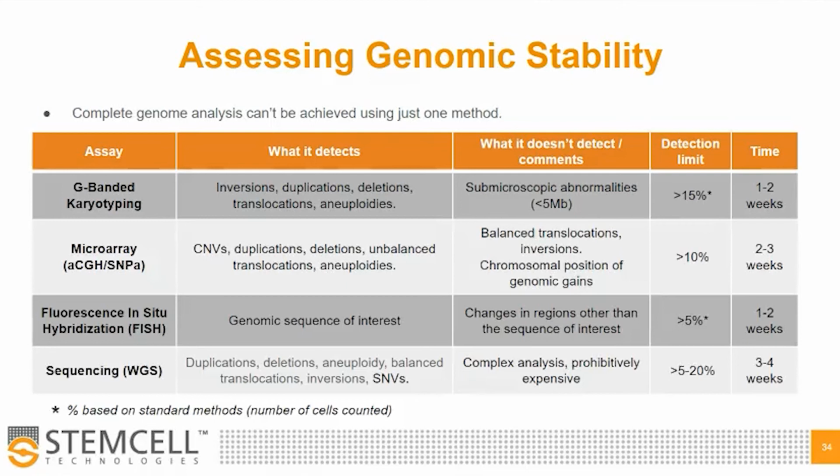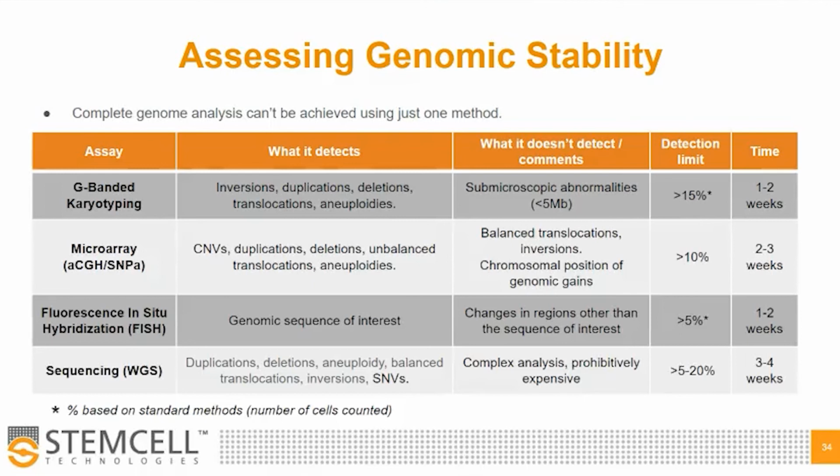Microarrays such as comparative genomic hybridization or single nucleotide polymorphism arrays will detect copy number variations, duplications, deletions, unbalanced translocations, and aneuploidies. They can't detect balanced translocations and inversions or the chromosomal position of genomic gains. The detection limit in the sample populations here needs to be greater than 10% to be picked up, and the turnaround time is about 2 to 3 weeks.